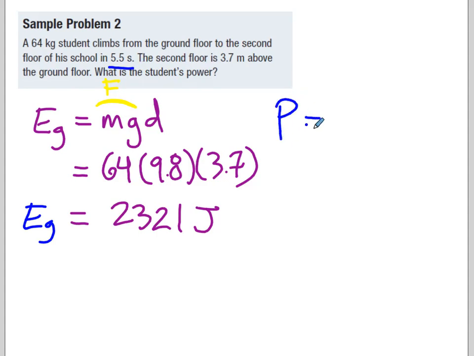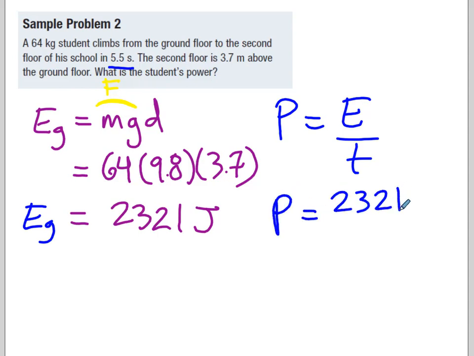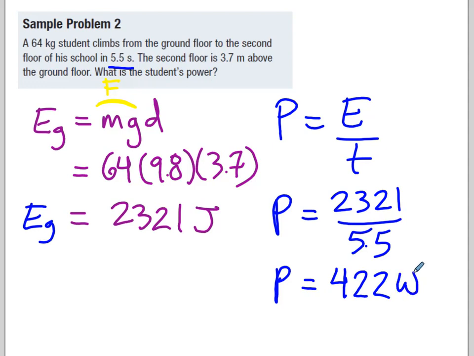So our power is going to be our energy over time. So 2,321 joules divided by 5.5 seconds, and we can figure out how powerful this student is. If you want to try a little fun experiment at home, you can take your mass, time yourself, and run up your stairs. Okay, and you can figure out how powerful you are. This is 422 watts. So that's how fast they're burning energy in that 5.5 seconds.